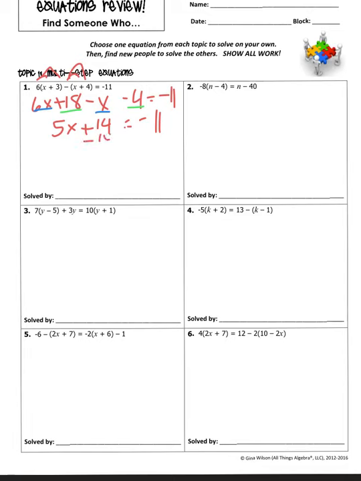Subtract 14 from both sides. 5x equals negative 25. Divide by 5. X equals negative 5.